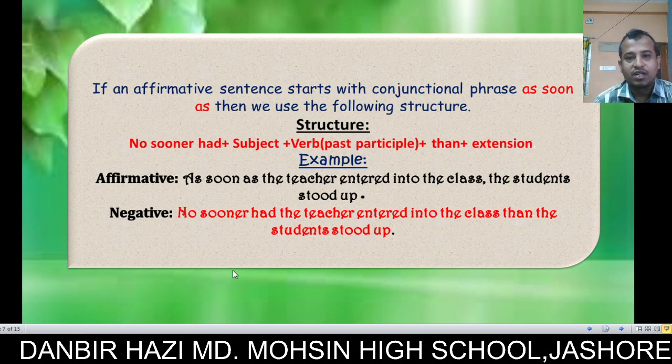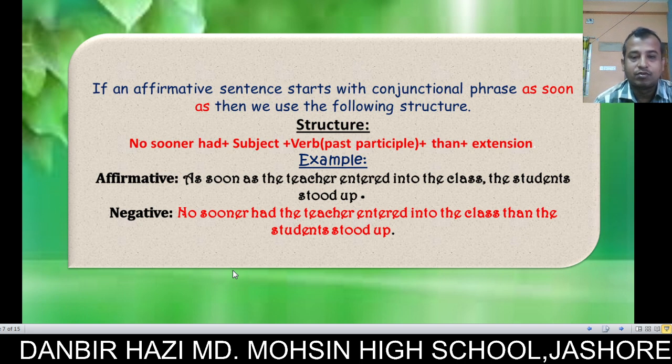If an affirmative sentence starts with the conjunctional phrase as soon as, then we use the following structure. We write no sooner had in the place of as soon as, and we have to make the verb past participle, and we also have to add than in the place of the comma. So let's take an example.